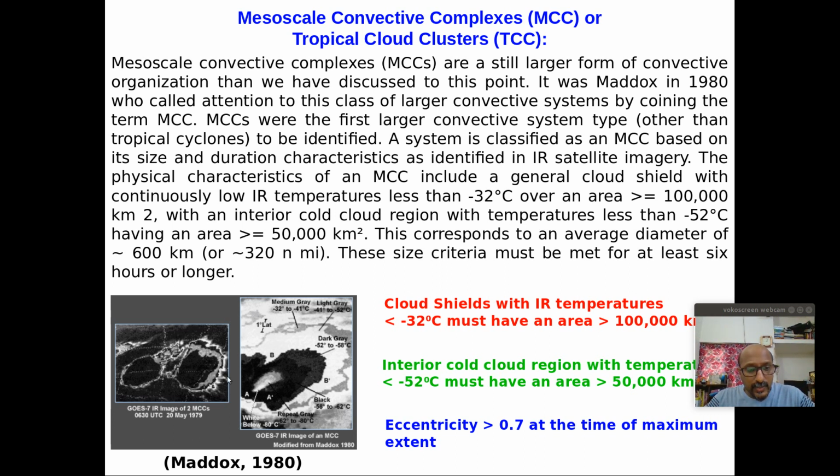And this is not a circular form. The eccentricity of this shape should be more than 0.7 at the time of its maximum extent. These are the general criteria used to classify mesoscale convective complexes or tropical cloud clusters.